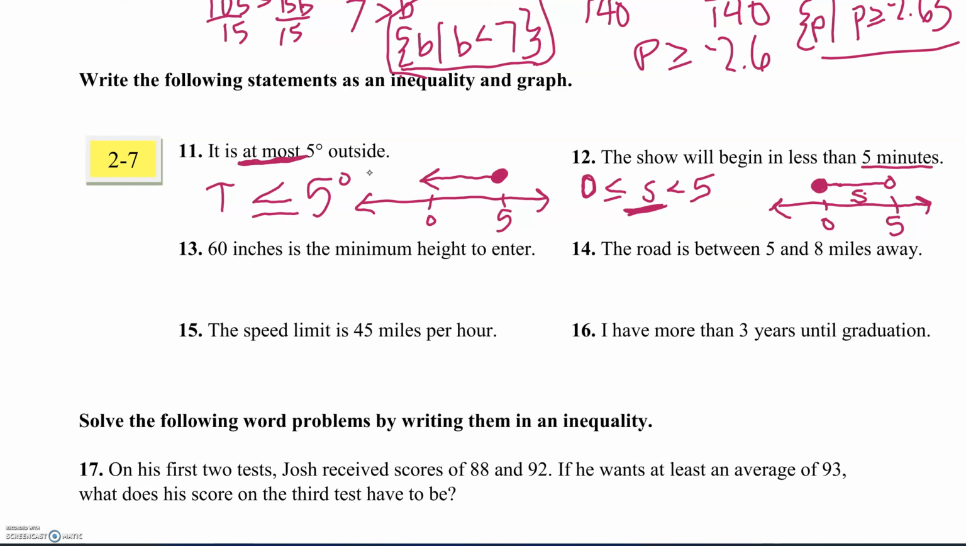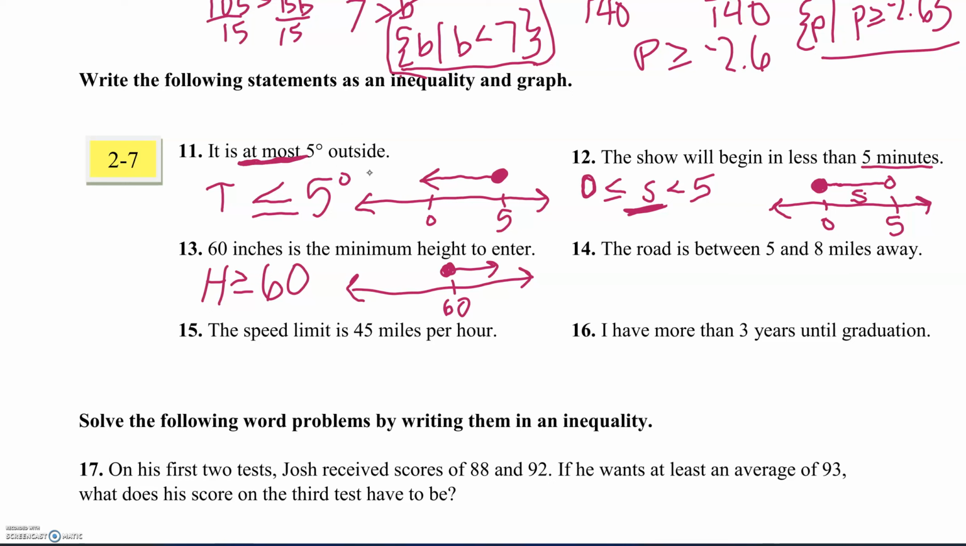Let's go to 13. 60 inches is the minimum height to enter. So anything greater than 60 is going to be great. You can enter. Maybe it's a roller coaster. So we're going to have, let's use H for height. And so it's minimum height, so it could be equal to 60 or greater. So our height is 60 inches or greater. I'll put that on my graph number line. That's a nice straight line there. Here's 60. I'm including 60, so I'm going to close the circle and point towards any number that is greater than that. That's number 13.